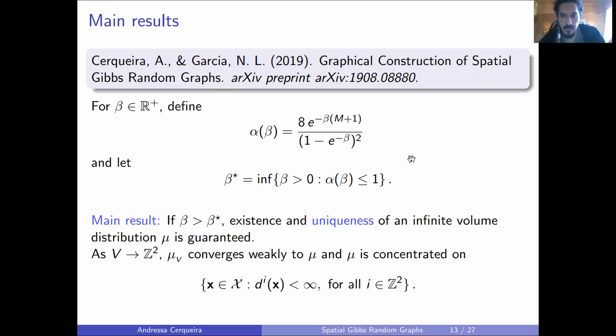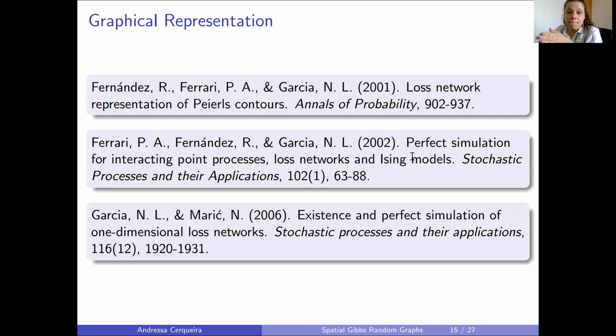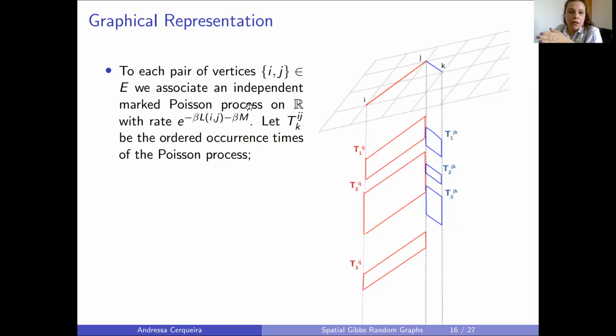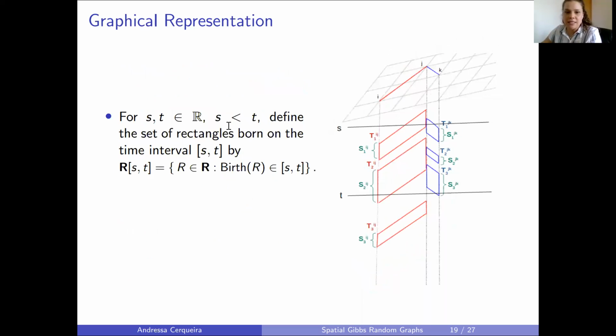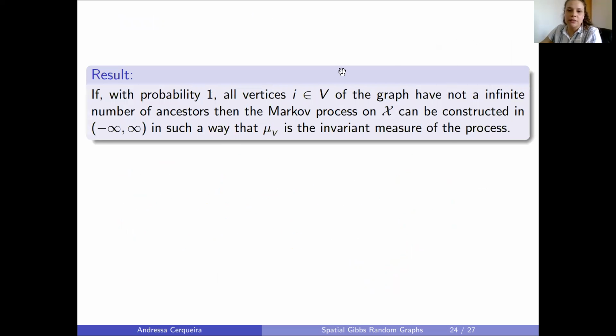But the construction, just one thing, the construction is the same. Doesn't matter the distance, right? Because here the rate that I'm going to use for the Poisson process depends on this distance. So we can do the same construction, all the same steps. The only thing that will change is guaranteeing that the clan of ancestors is finite using this distance. But the technique is totally the same.